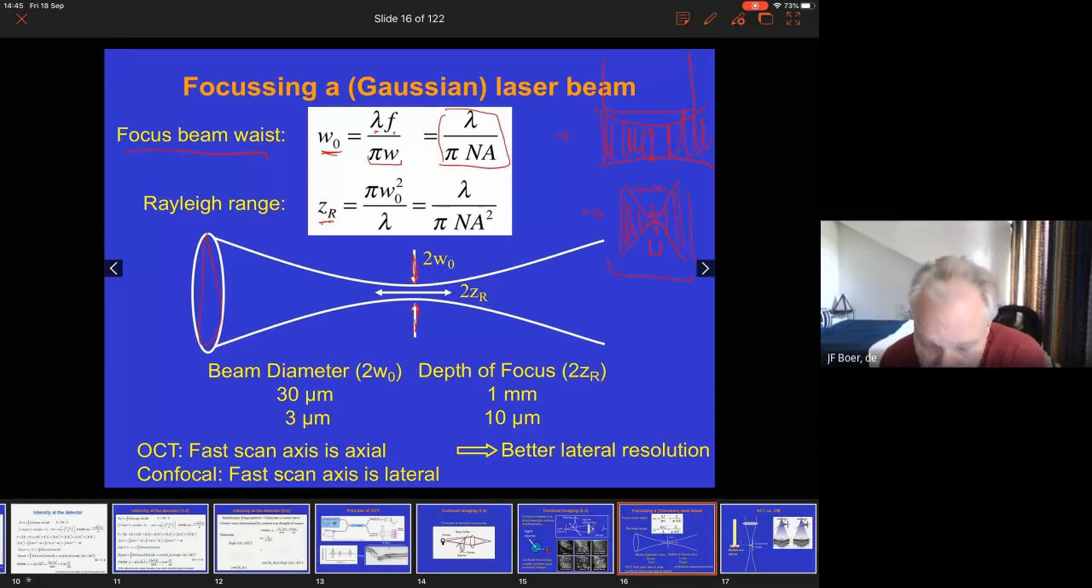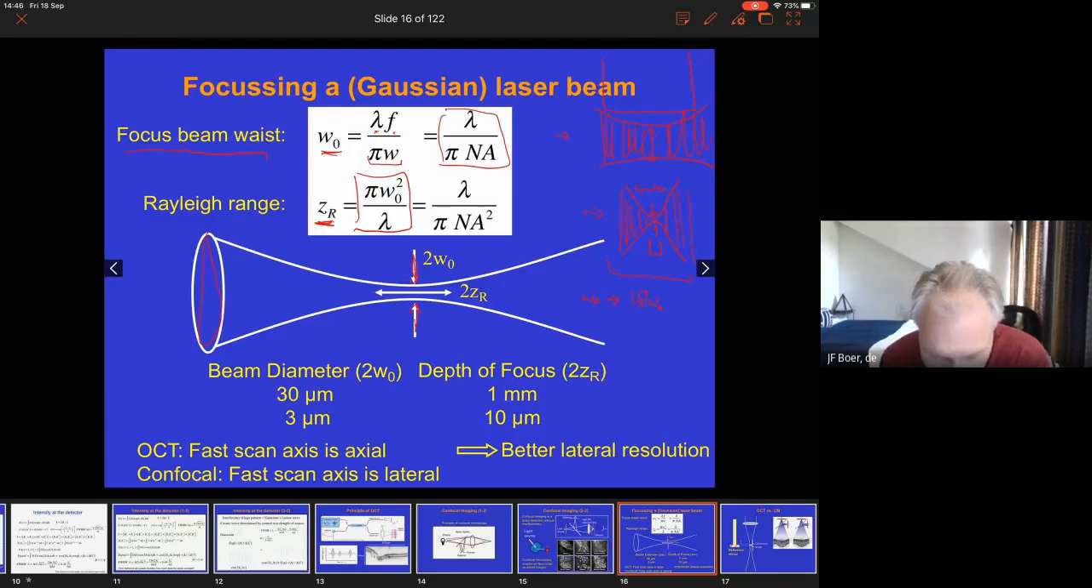And the Rayleigh range is the length over which this focus is more or less maintained. So we define the Rayleigh range ZR as the distance over which the W increases to square root 2 times W. So basically the radius of the beam increases by a square root of 2. And so by that definition, the Rayleigh range is given by this expression here. It's pi times the radius of the focus squared divided by the wavelength.